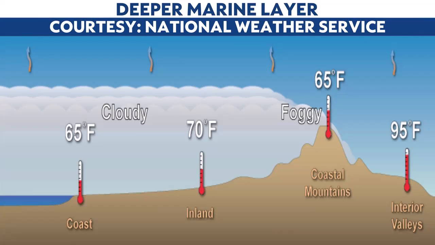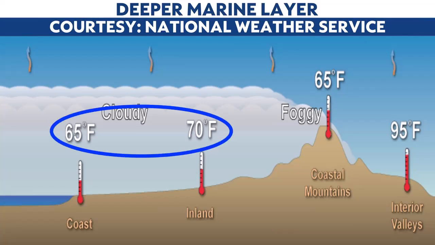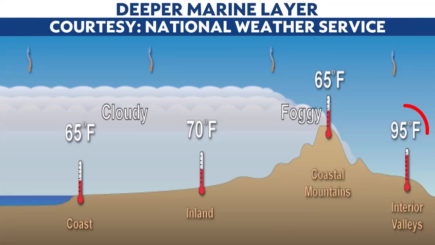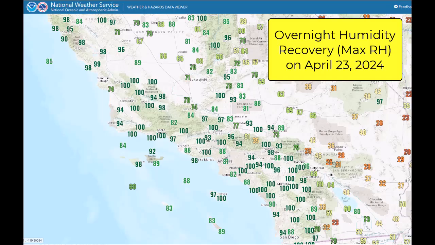In a deep marine layer environment, cooler air expands far more inland and warmer temperatures are limited to interior areas, typically to the east of the mountains. Fire weather concerns tend to be lessened due to a more expansive area of cooler temperatures and higher humidities and overnight recoveries.